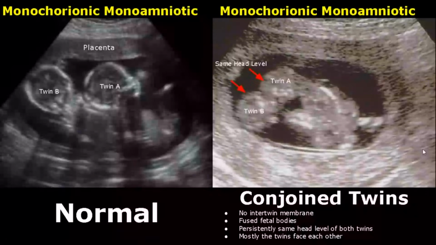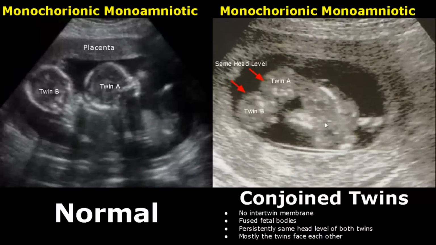Conjoined twins refer to fusion of fetal twins. The twins are attached to each other. You can see the fusion of the chest and abdomen. The head level of both the twins will persistently remain at the same level. In most of the cases, the twins will be facing each other.